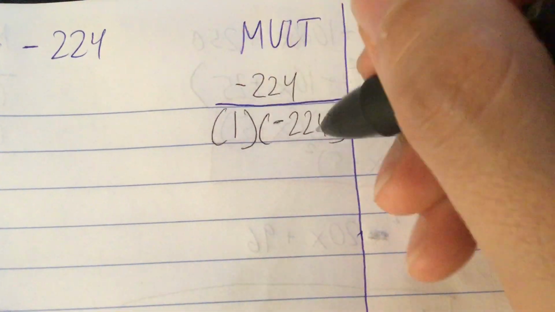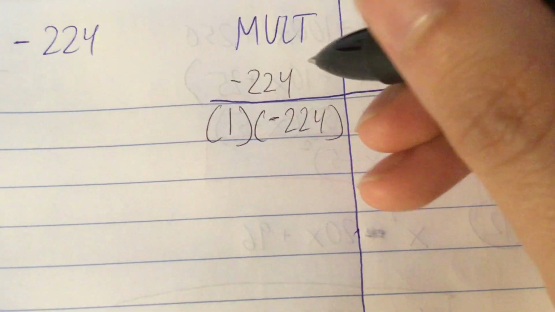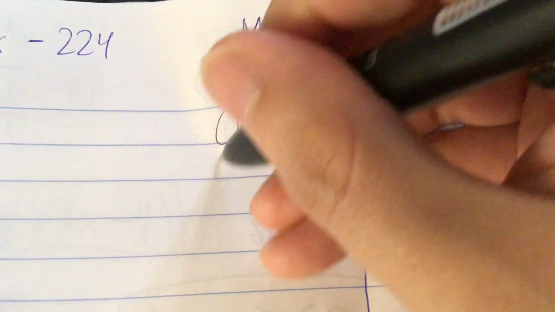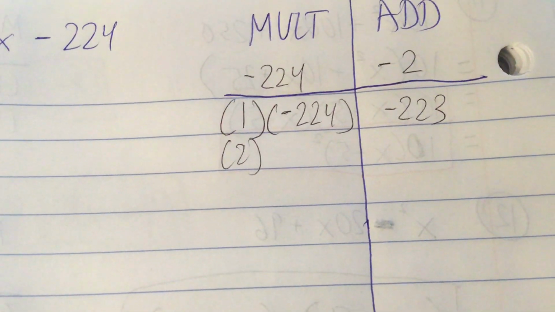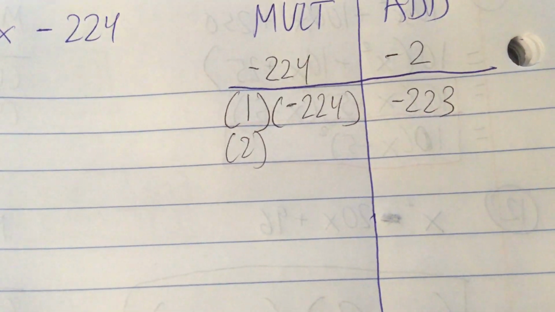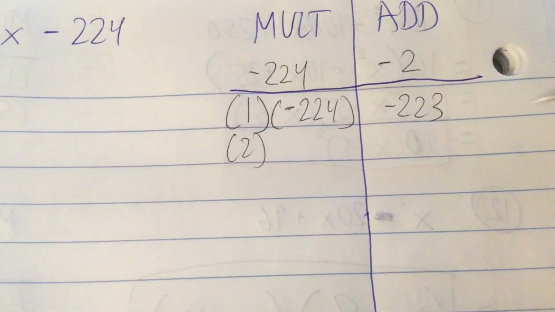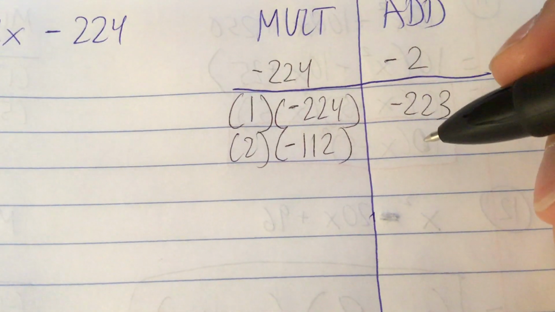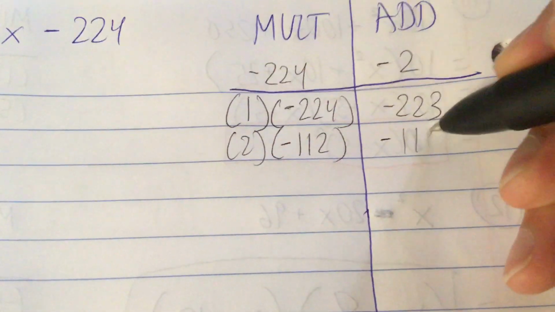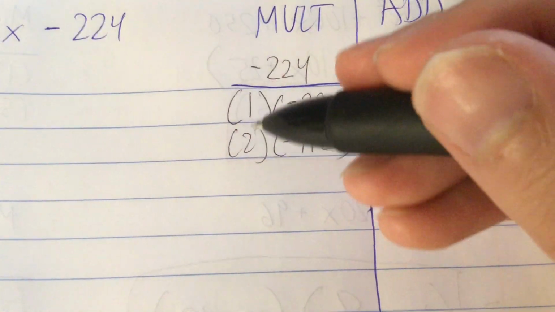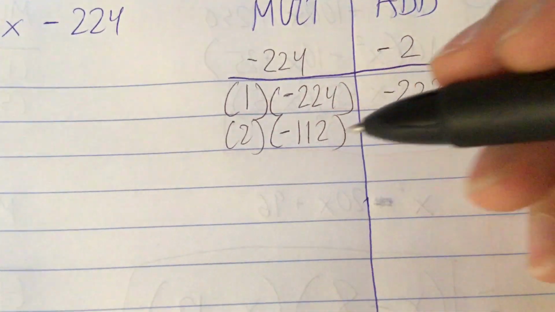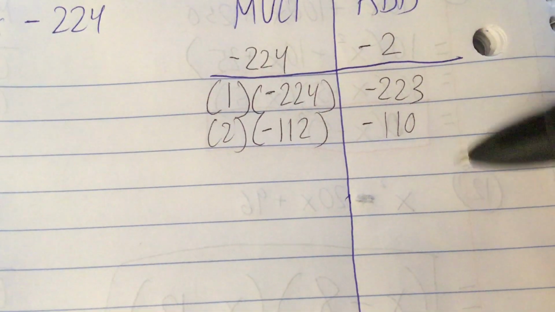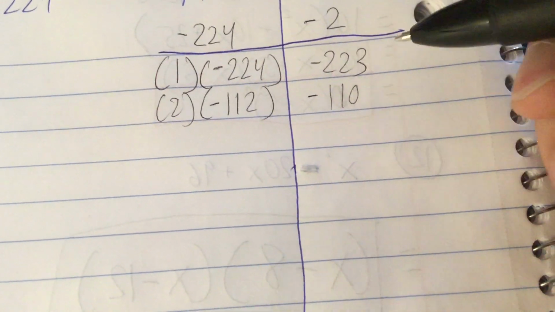1 and negative 224. 1 times negative 224 is negative 224, but they add together to make negative 223. Let's try dividing by 2 since it's an even number. So 224 divided by 2 is 112. So let's do 2 times negative 112. They multiply to make negative 224, but they add to negative 110. And the advantage of going systematic, 1, 2, 3, 4, 5, and so on, is it may take a long time, but you see your progress. You go closer and closer to negative 2.